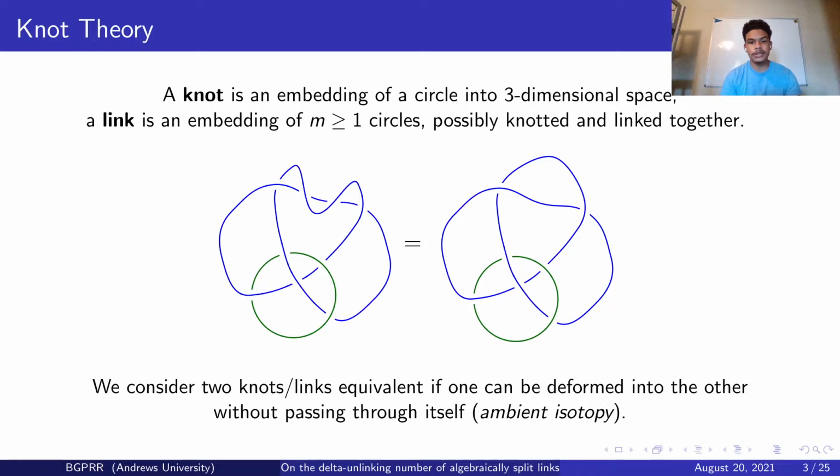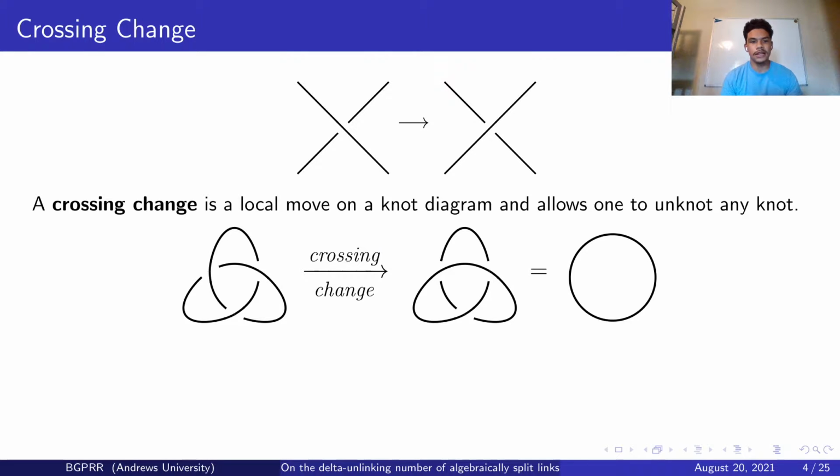This prompts the discussion though, what if we allow these knots or links to pass through themselves? This introduces us to the idea of a crossing change. A crossing change is a local move on a knot diagram, and it should be kind of intuitive that this local move, the crossing change, is an unknotting operation. In other words, we can take any knot diagram and unknot it via a finite series of crossing changes.